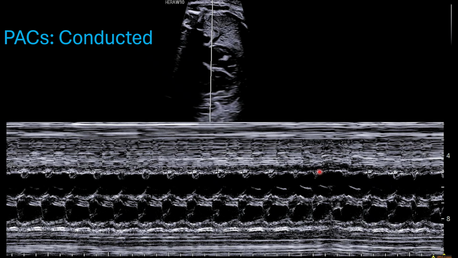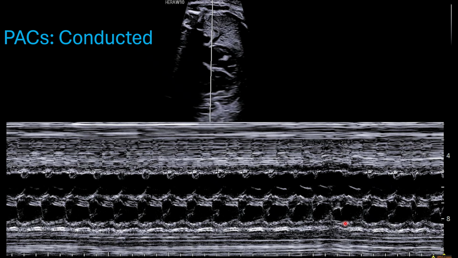The A to A interval is shortened. This is a premature atrial contraction, and this premature atrial contraction has been conducted to the ventricles, and so in coordination with this premature atrial contraction, we have a premature ventricular ejection as well, and so this V to V interval is shortened and matches this A to A interval.